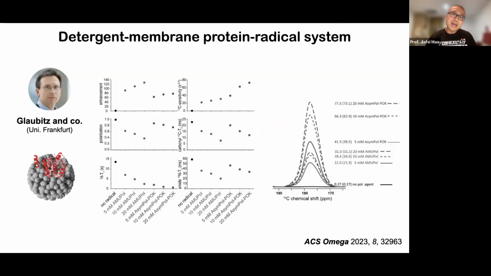So here I want to show you again a real world example that's from Clemens' group. They have extensively optimized DNP sample preparation in a detergent membrane protein radical system. And here you can see by comparing, for example, AMUPol and AsymPol, very different sample preparation conditions, very different recipes. One really needs to combine all the factors to get the best sensitivity per unit time. So that's often really, really tricky. So it's really important to take a look at the literature and to consider if there are still important factors beyond the sensitivity to be optimized in your own case.